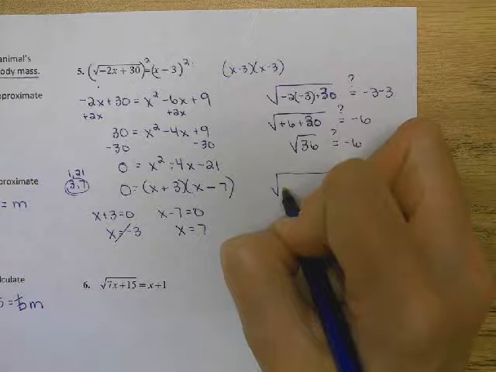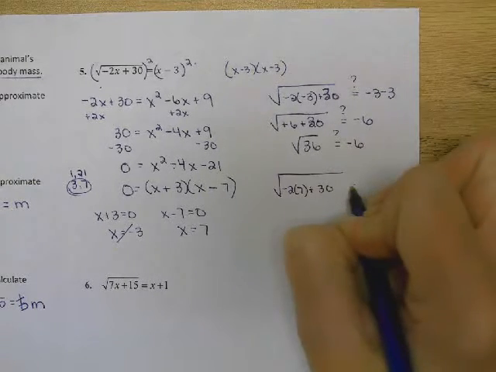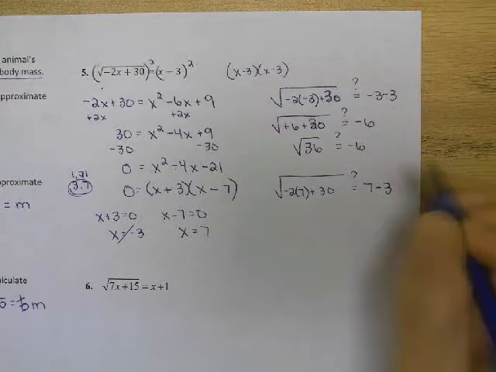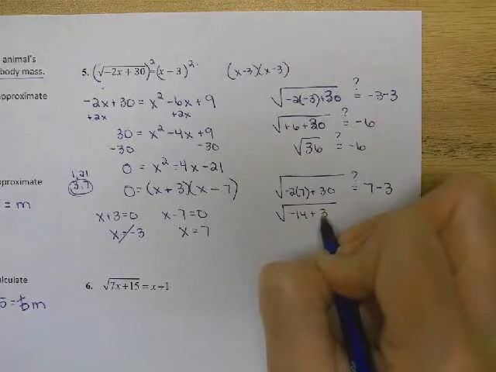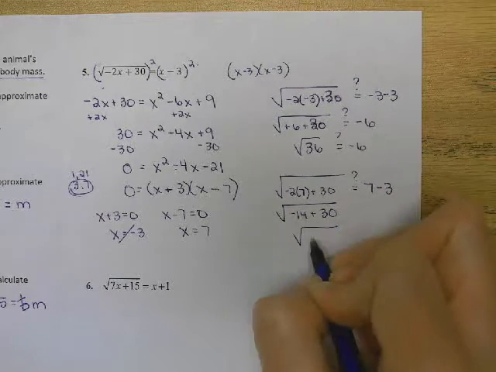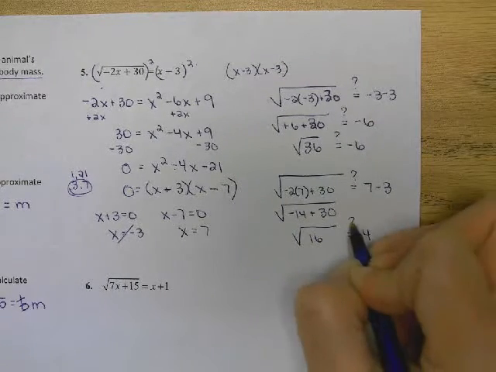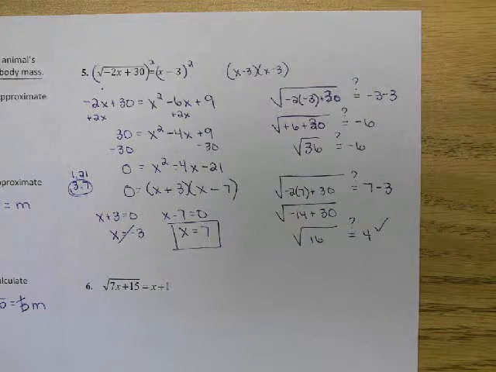Go back and try 7. So negative 2 times 7 plus 30, is that 7 minus 3? So negative 2 times 7 is going to be a negative 14. So negative 14 plus 30 is going to give me 16. So is 16 equal to 4? Yes. So the 7 works. The 7 is fine. Okay?